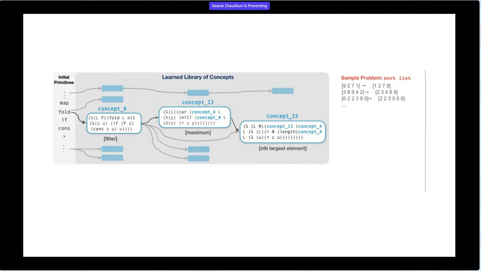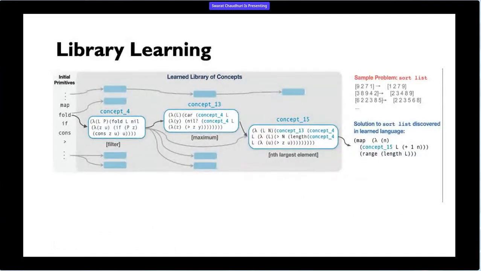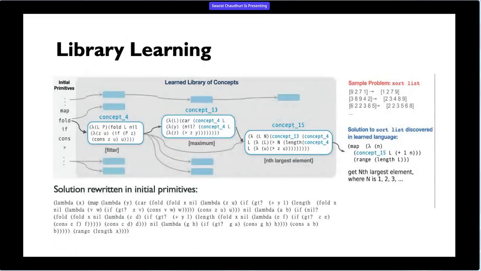And you can start stacking these concepts on top of each other so that once you have a rich enough library, you can actually discover a program which, when written in terms of this library, is actually a fairly small program. But if you were to write it in terms of the original low-level primitives, you would find that it is a fairly large program, one that is much larger than what even a more sophisticated neural guided search might be able to find in a reasonable amount of time.